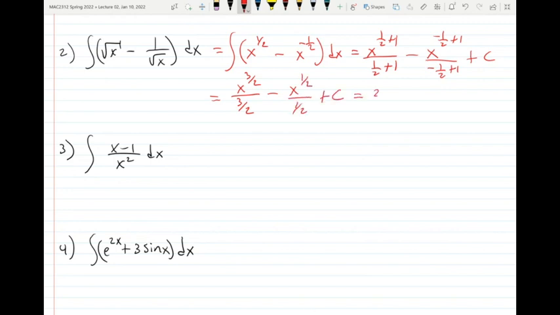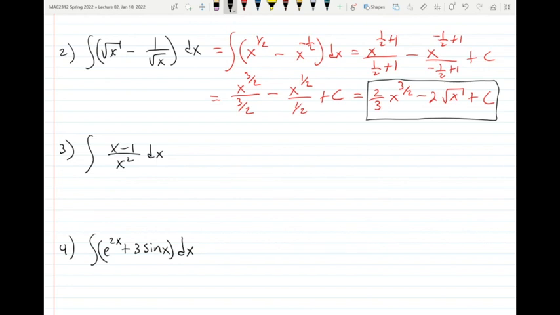And then cleaning this up, this becomes 2/3 x to the 3/2 minus 2 x to the 1/2. When I say 1/2, I like to write it as square root of x, but you can leave it as 1/2 if you like. But if the powers are other than 1/2, like 3/2 or something else, I just leave them as those powers, okay? All right, questions?